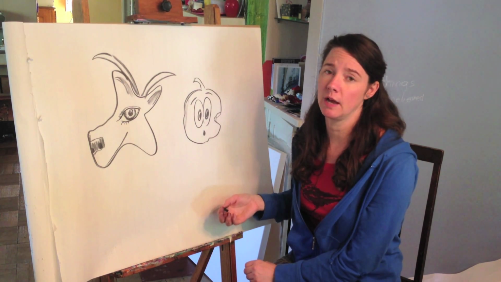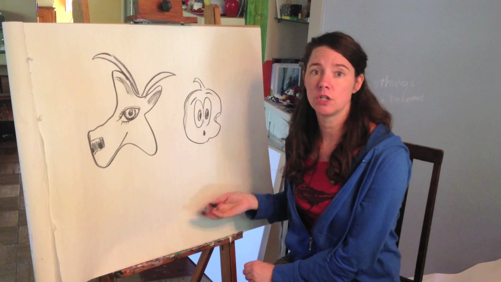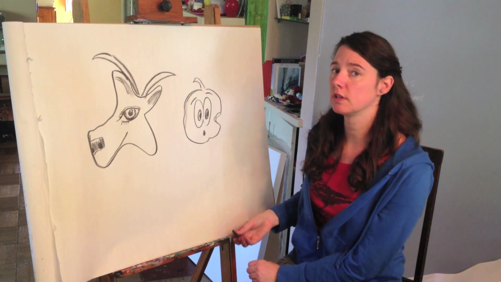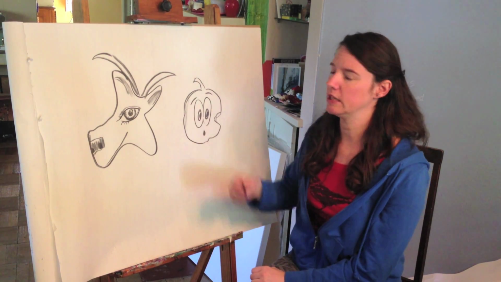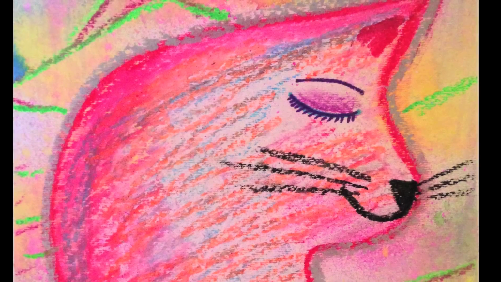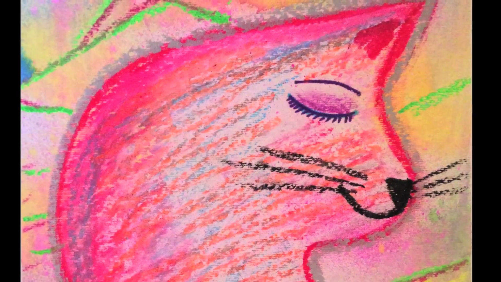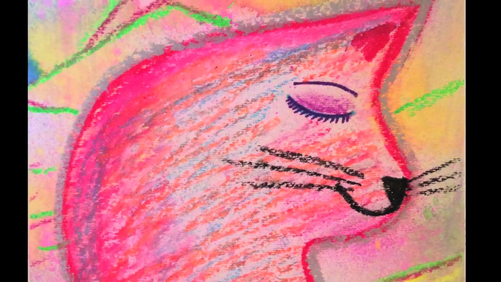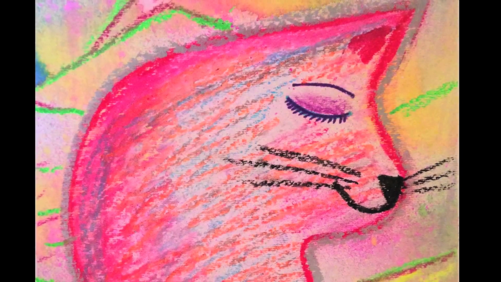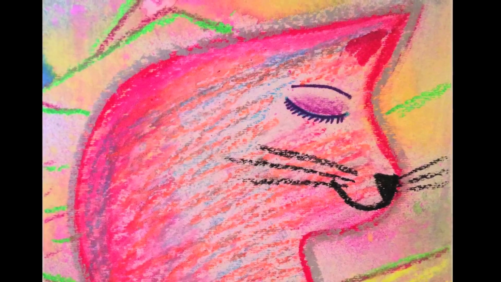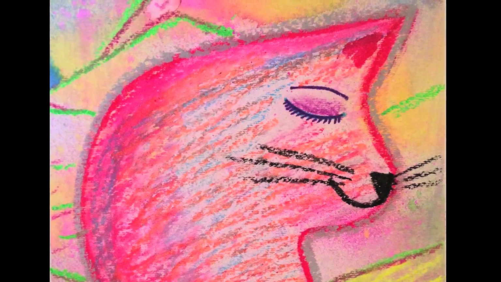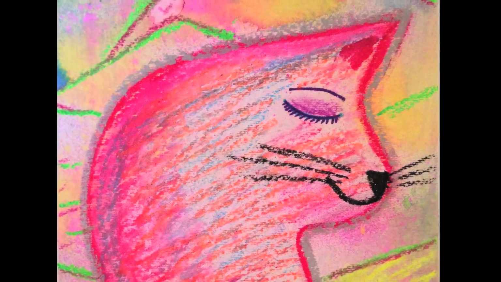I'm going to show you some examples. I'll show you a little slideshow of examples I've made in schools and even with my own art using these techniques. Here are some of the examples I mentioned. I did these as demonstrations when I was a visiting artist in different schools. They're all made from oil pastel, watercolor, and Sharpie marker.